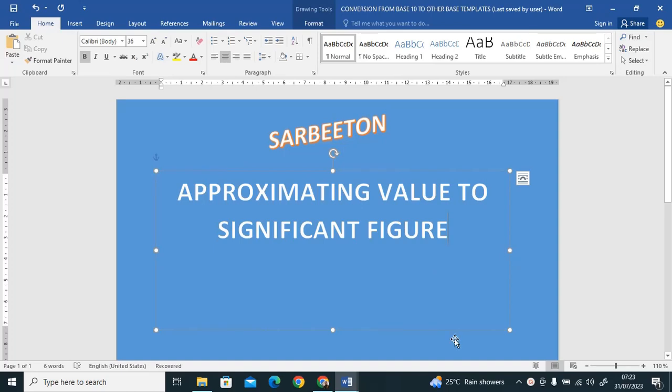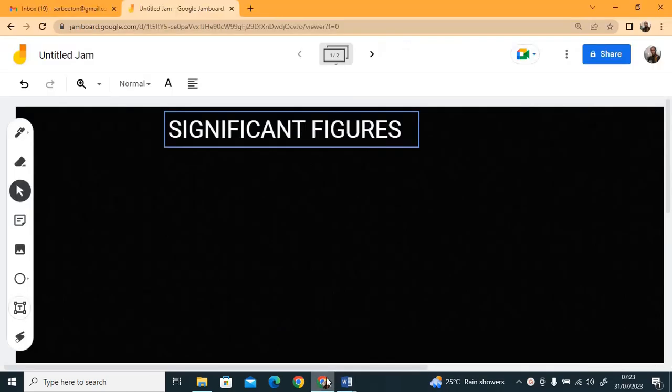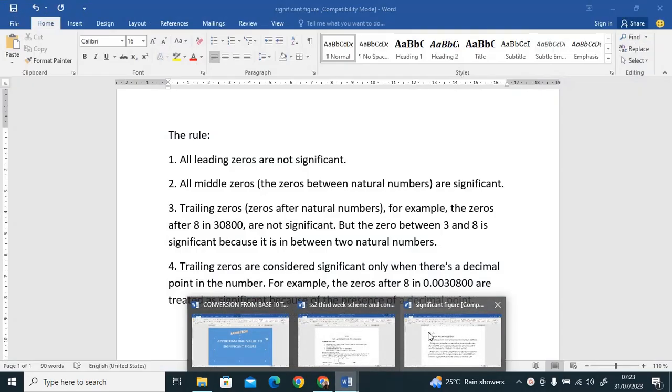Approximating a value to a significant figure is, in fact, one of the most confusing parts of approximation for students. But you have to know the rules. There are rules that guide this thing. Then I will bring out a Microsoft Word document I prepared for the rules.